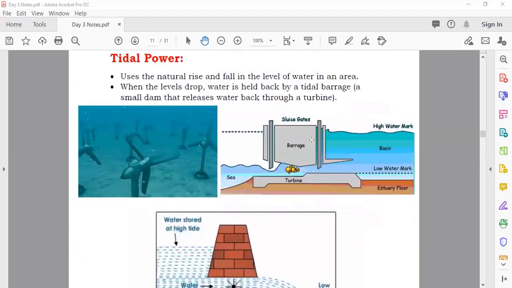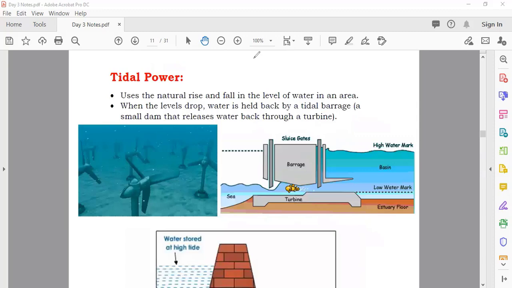Now you have tidal power. From the name, you can say it uses the tides, in other words the waves produced inside the sea, to produce electricity. You can see this diagram: sometimes the structure is like windmills inside the sea, and the water comes, they rotate, and then electricity is produced in the same way.